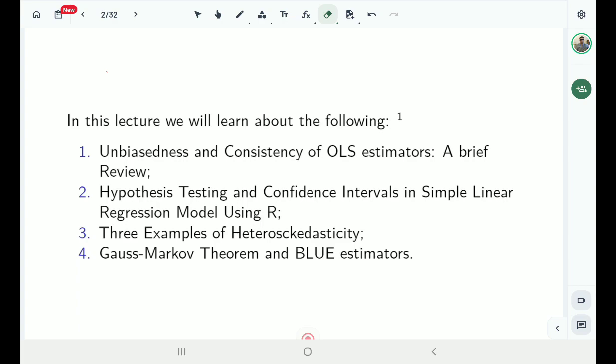A third point that we are going to discuss is the problem of heteroscedasticity, and we're going to give several examples of heteroscedasticity and show those examples in R. And finally, we're going to talk about Gauss-Markov theorems.